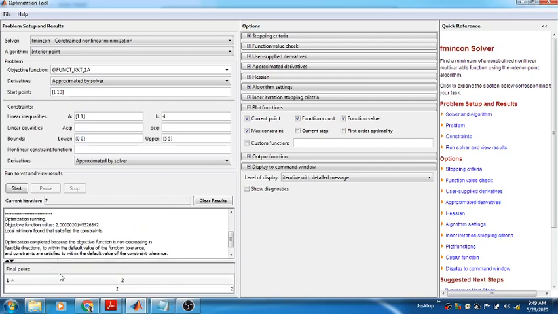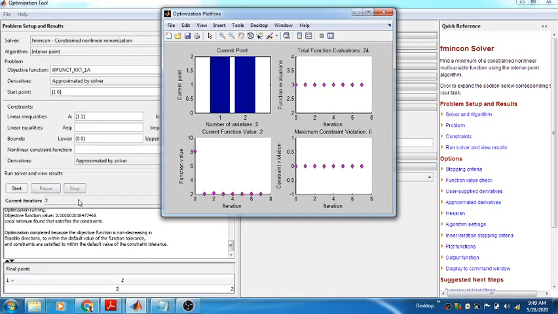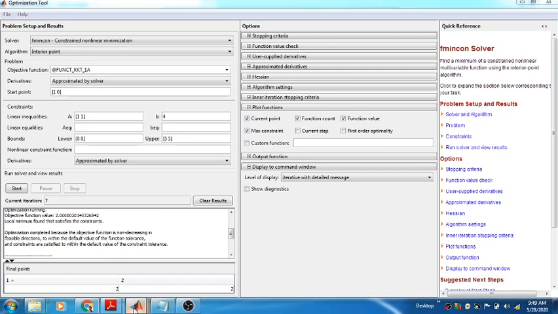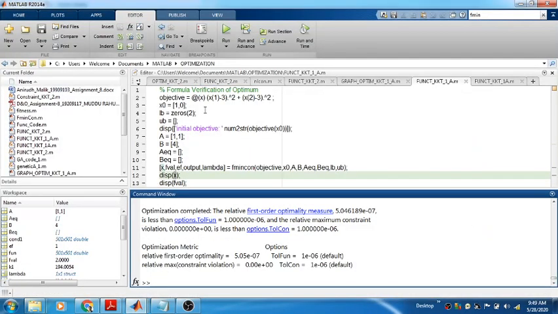It is again giving the same answer, but if you have a number of constraints, this and this and this, you will be stuck here, right? You must know where the feasible region should be. Then only you can get the exact answer, otherwise it will show you not feasible.